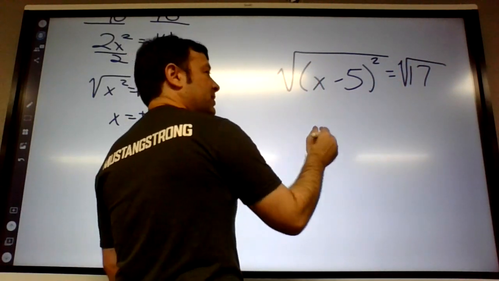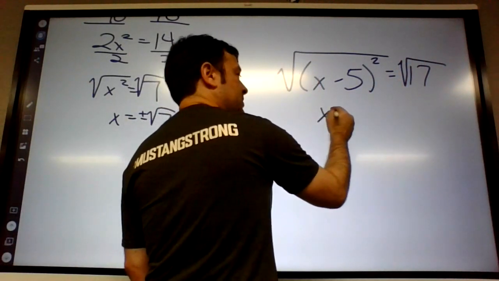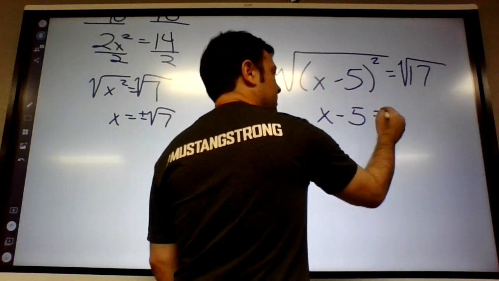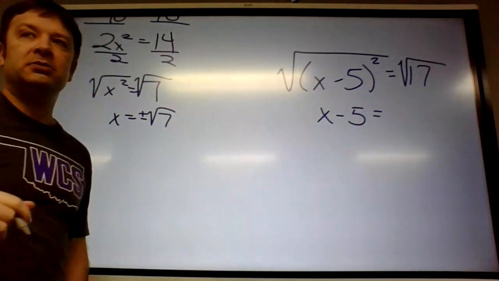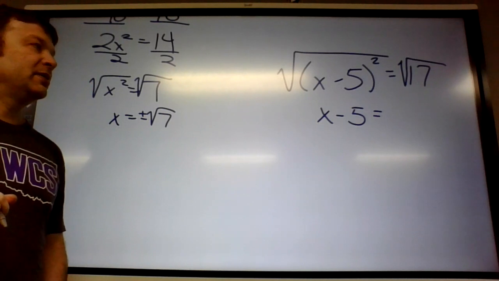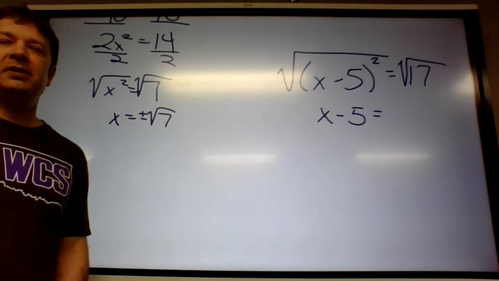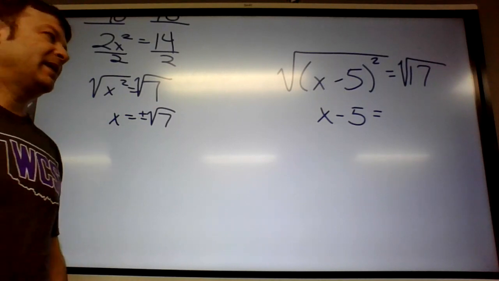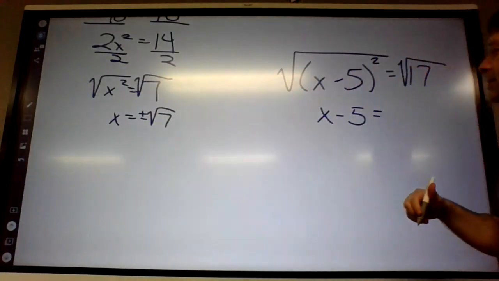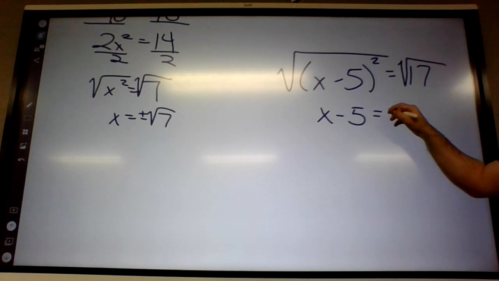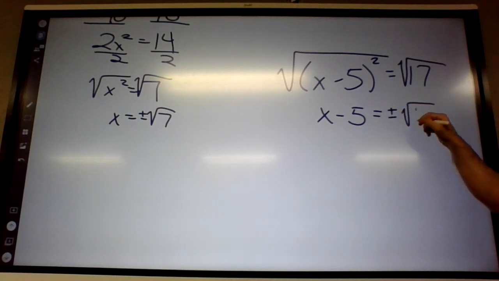That will get rid of the square, so the left side is just x minus 5, which is good. We simplified that. What will the right side be though? Close. It's not just square root of 17, it's actually plus or minus square root of 17. Anytime you use that square root trick, that's what happens.